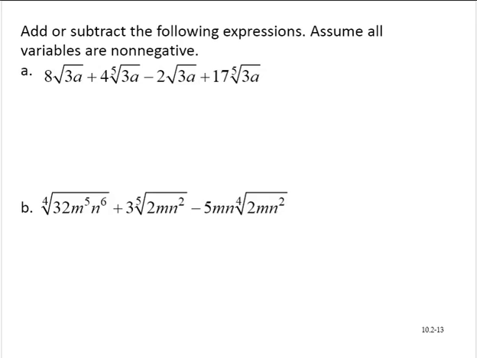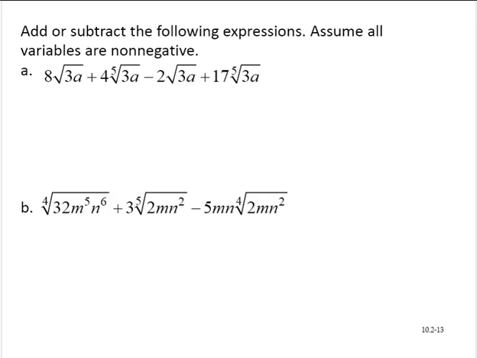Add or subtract the following expressions. Assume all variables are non-negative. In exercise A, we have 8 times the square root of 3a plus 4 times the fifth root of 3a minus 2 times the square root of 3a plus 17 times the fifth root of 3a.